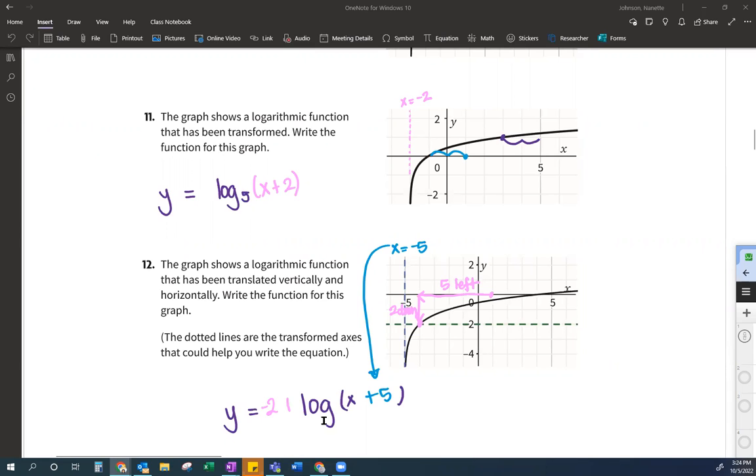The last thing I need is my base. So remember, I'm looking for where it intersects with the y equals 1 line, right? But if everything has been shifted, where is that line now? Where's that point, rather? That's what I'm really asking.